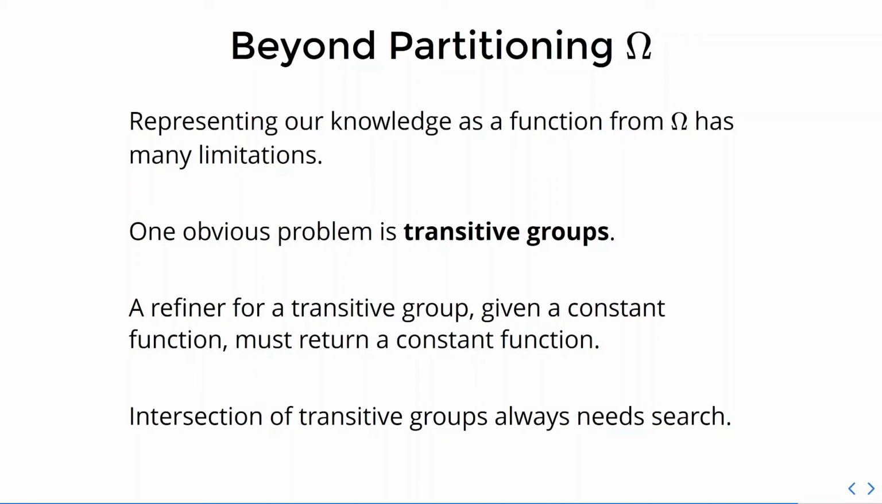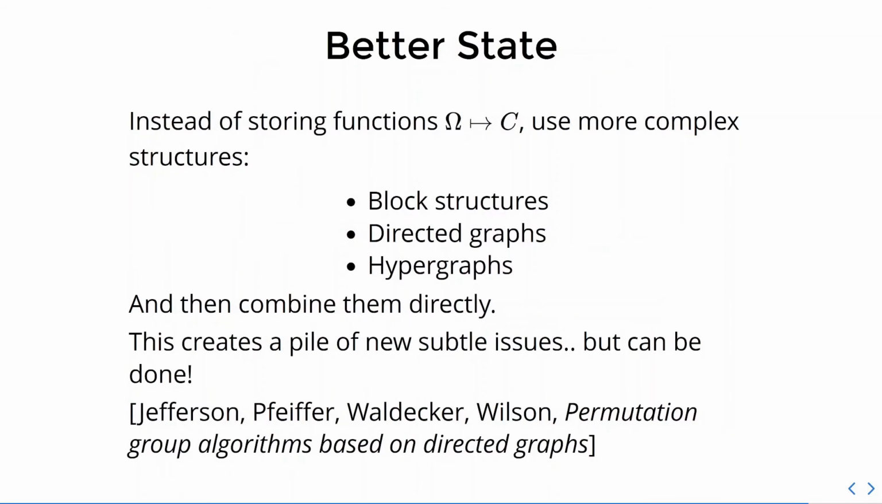And so what we do is, instead of just storing colorings in our solver, we allow more complicated structures. So there's these things called block structures, but in this case we consider graphs and hypergraphs. So the idea now is, instead of refiners returning a coloring, they can return a graph. So before we would build a graph and then we'd do the coloring. What is the advantage of letting refiners return a graph instead of just a coloring? So I'll give an example.